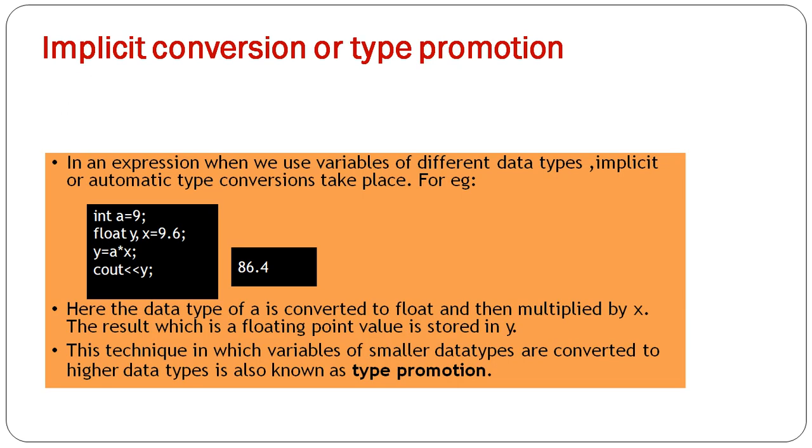So here we have an int value a equal to 9, and float values y and x. When we try to multiply them, a is an integer value and x is a float value. By default the larger data type will be taken, that is, a float value will be returned as output. So basically it is converted to float and then multiplied. The smaller data types are all implicitly converted to higher data type values, which is known as type promotion.